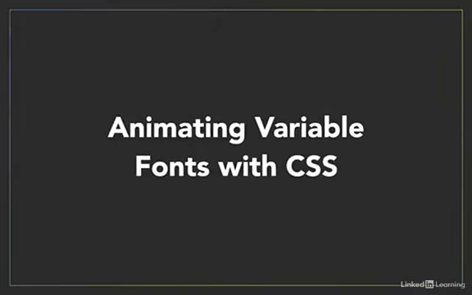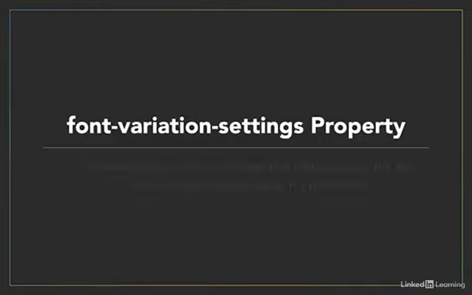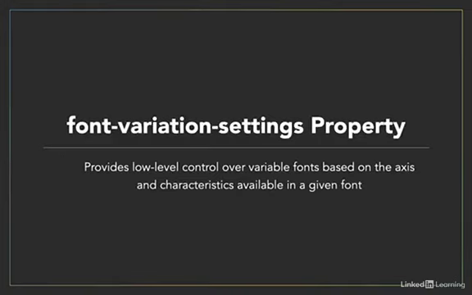Variable fonts are a game changer for web typography. A variable font is a font file that is able to store a continuous range of design variants, and we can animate those variants with CSS. The key to animating variable fonts is the font-variation-settings property. We can animate any axis of variation defined in the font itself with the font-variation-settings property.